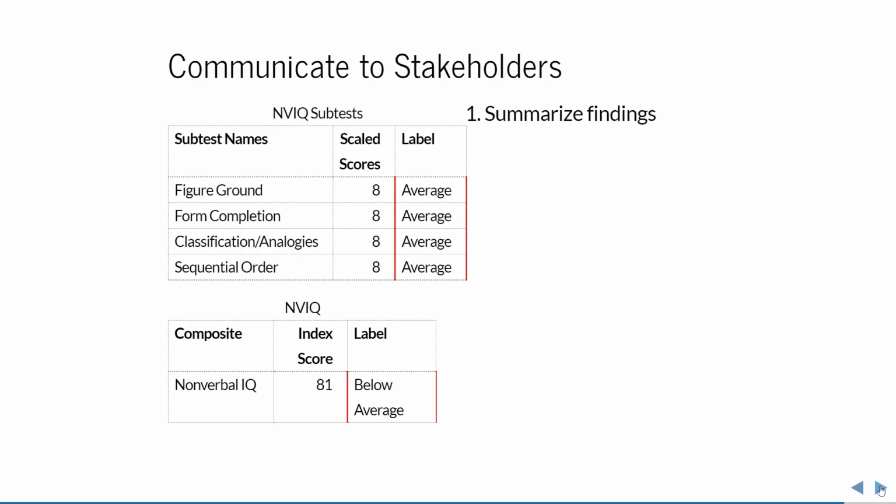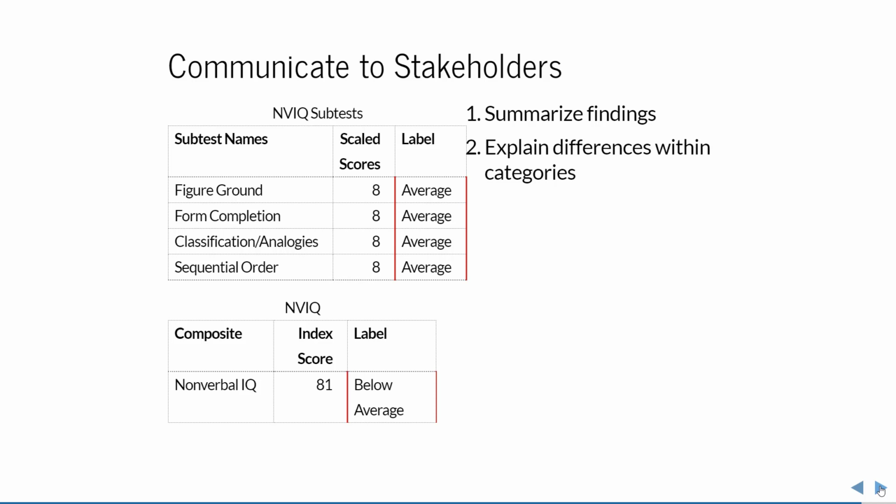Why is this occurring? Well, there are some tips that I would typically want to convey to stakeholders. Number one, I would want to summarize the findings. For example, going back to our example where this person scored scaled scores of 8 on each of the subtests, and then there's this label of average. We talk about what subtests are, and that they comprise this composite. So we group these subtests together to form a basic construct that we call nonverbal IQ, that all these 4 subtests represent skills of. And on that overall composite, this individual scored an 81, which we label as below average.